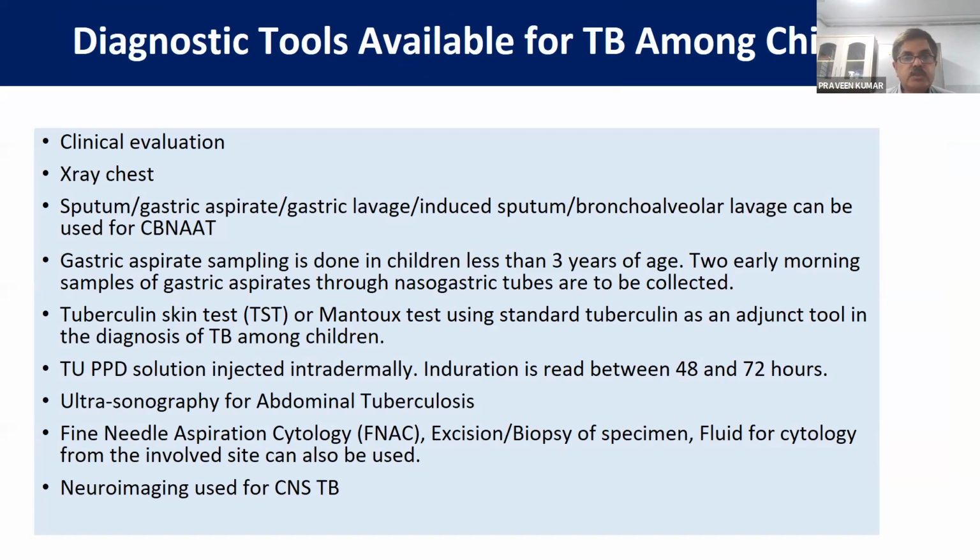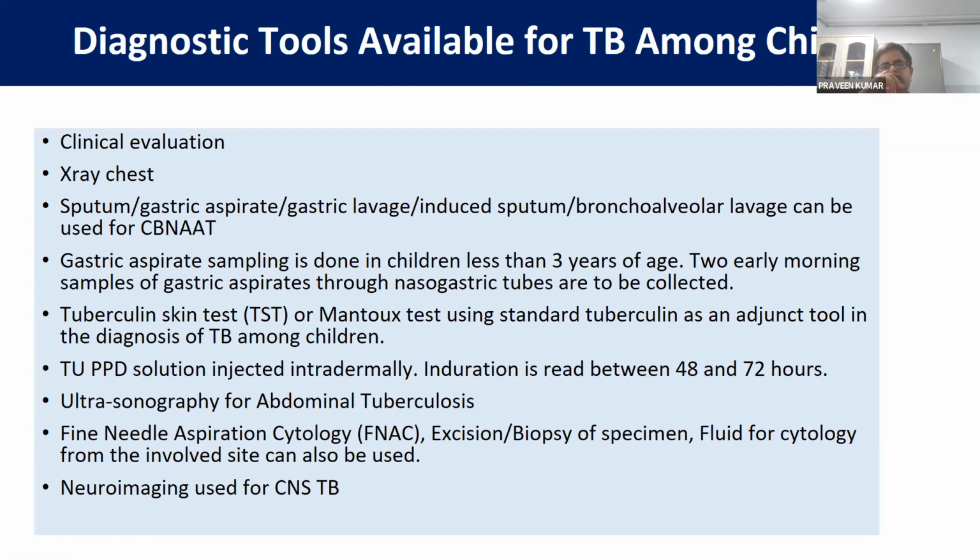So what are the diagnostic tools which are available? The most important, and in the revised guideline there is a lot of stress, is to screen with chest x-ray. And if we have a chest x-ray suggestive of tuberculosis, then we have to send sputum, gastric aspirate, gastric lavage, or induced sputum. Wherever there is a port available, one can also go for bronchoalveolar lavage. And we send it for NAT. It's not only CBNAAT, any NAT which we send.